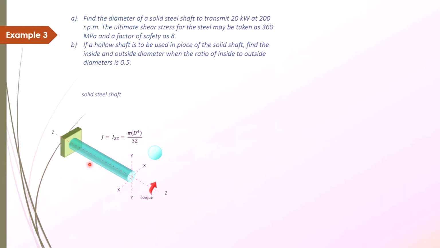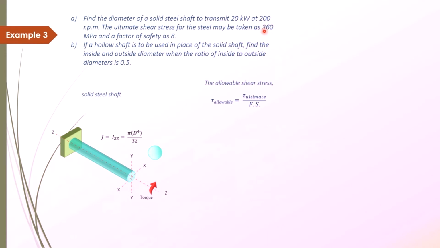So basically here I have a solid shaft, stated here, so J is pi d to the power of 4 over 32. Then when you look at the power and the speed, the first thing is to find out the torque. Okay, before that, sorry, the allowable shear stress.